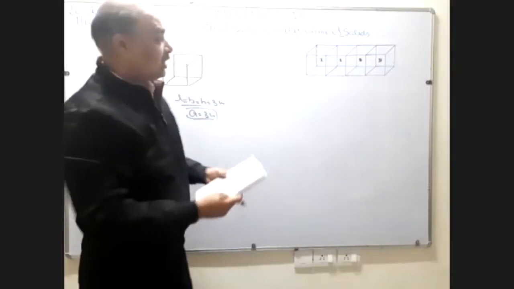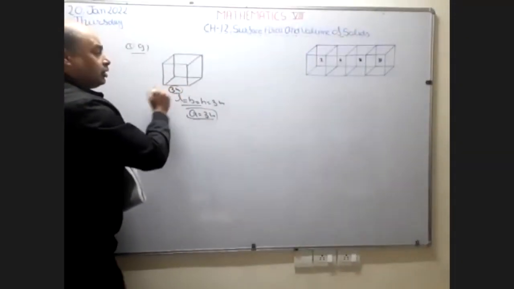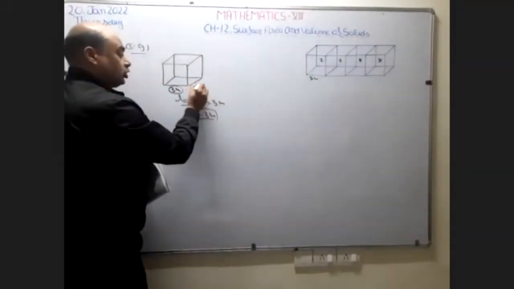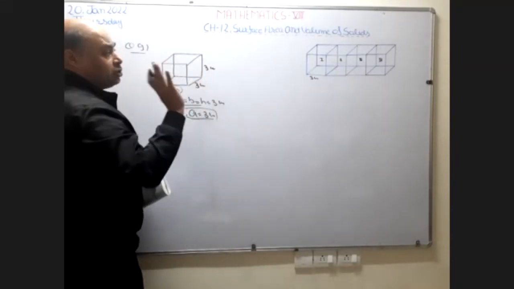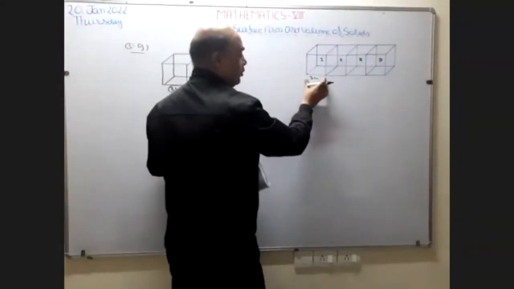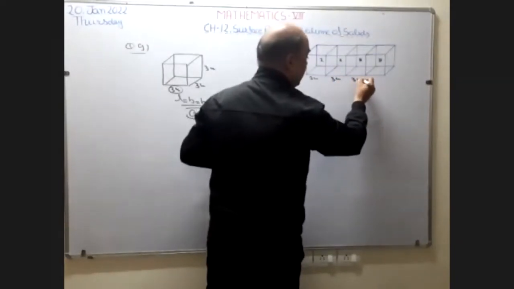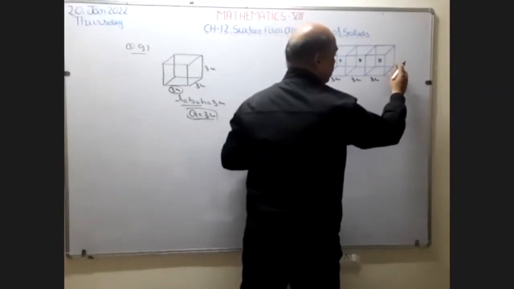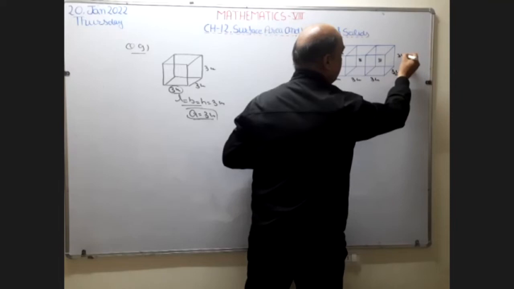Okay. Now what is given in this question? Side of the cube is given as 3 meters. So this side is 3 meters, and breadth is also 3 meters, and height is also 3 meters, because in a cube all the dimensions are equal to each other. So this length is going to be 3 meters. This length is going to be 3 meters. This length is also going to be 3 meters, and this breadth is going to remain the same, which is 3 meters, and the height of this shape.